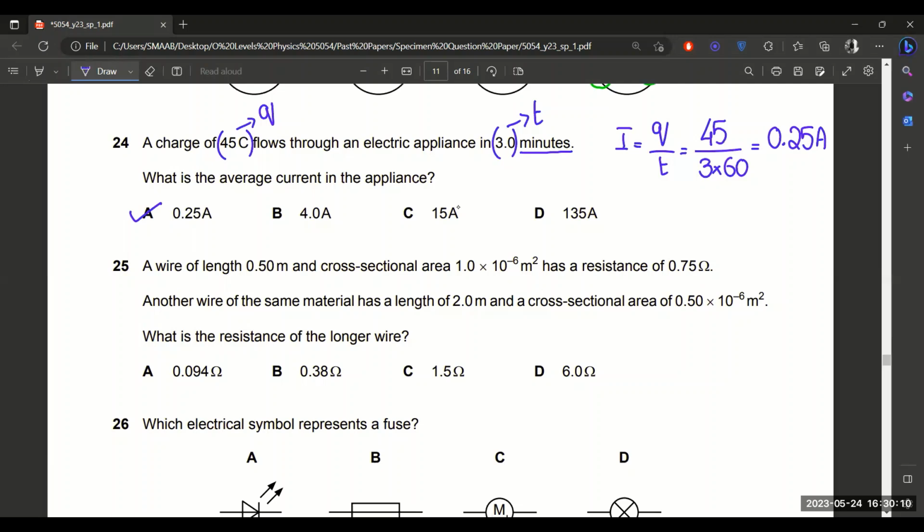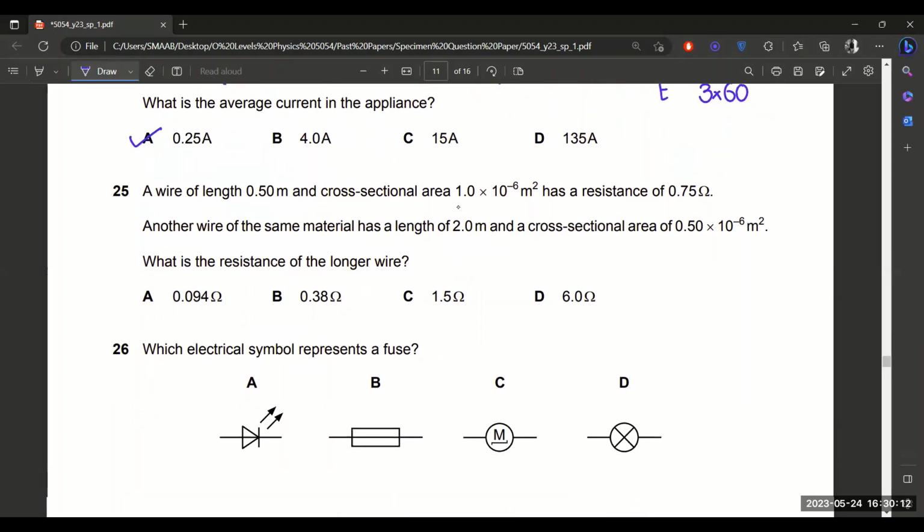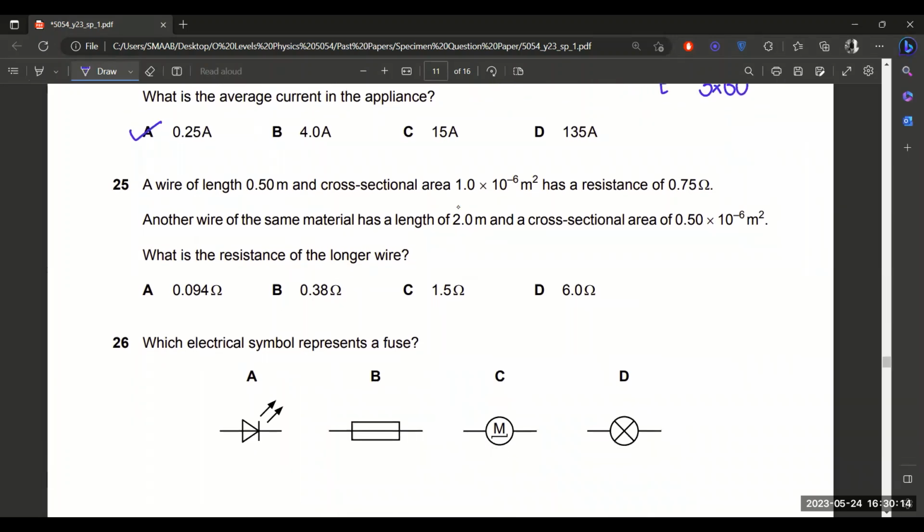In question 25, a wire of length 0.5 meter and cross-sectional area of 1 × 10^-6 square meters has a resistance of 0.75 ohms. So now we have a cross-sectional area A, the length which is equal to 0.5 meter, and resistance which is equal to 0.75 ohms.